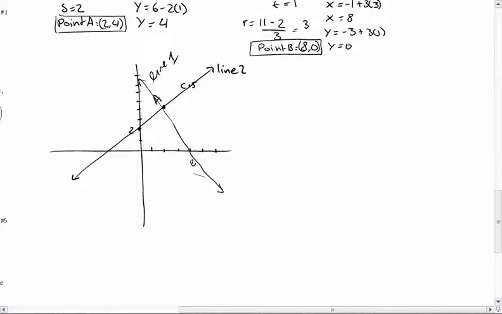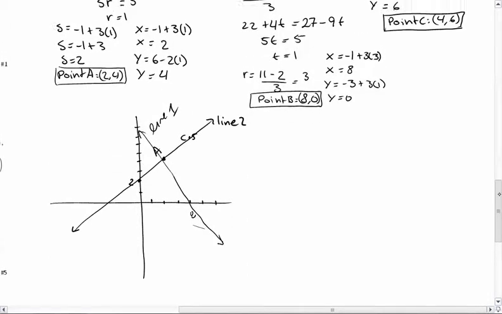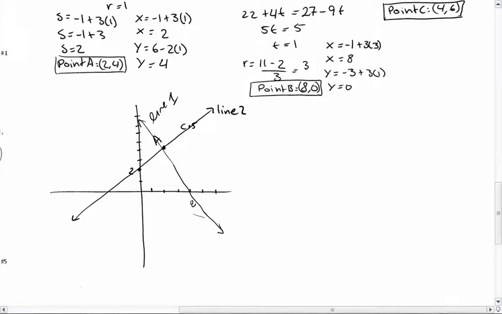Point B would be at 8 here. Sorry, sketching it really quickly. And then you would know that C is intersecting with line here, and it'd be intersecting through point B. So this is B, and that is C. So this is line 3.